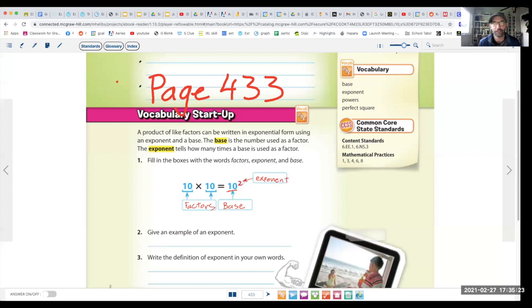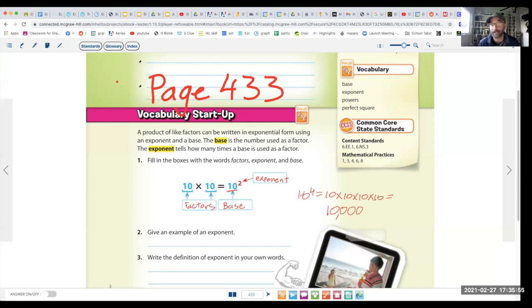E-X-P-O-N-E-N-T. And the exponent just tells you how many times you're going to multiply the base by itself. So 10 to the second power is 10 times 10. If I had 10 to the fourth power, it would be 10 times 10 times 10 times 10, which is a very big number. It's easy because it's times 10. This would be 1, 0, 0, 0, 0. This would be 10,000. So 10 to the fourth power equals 10,000.